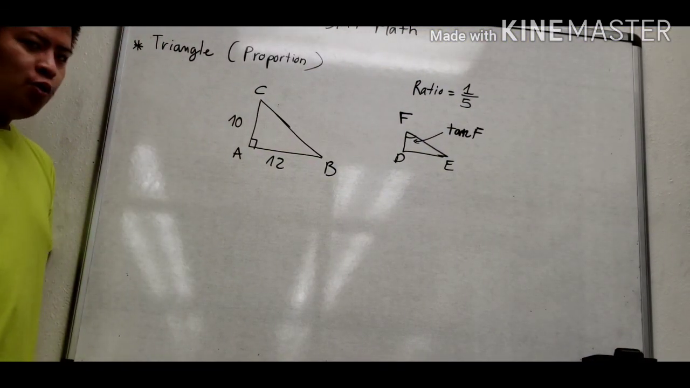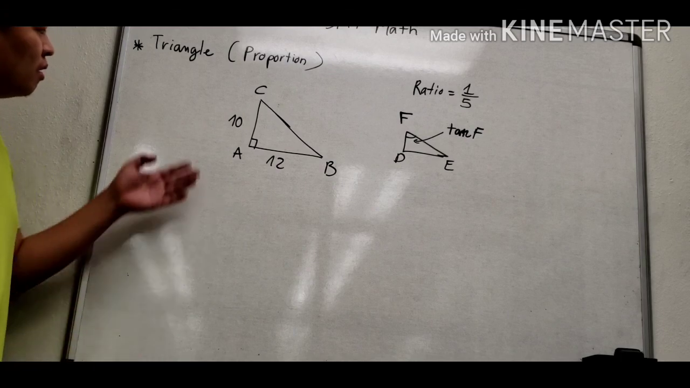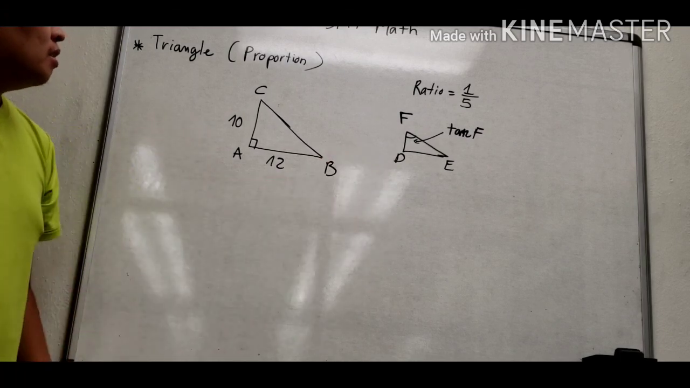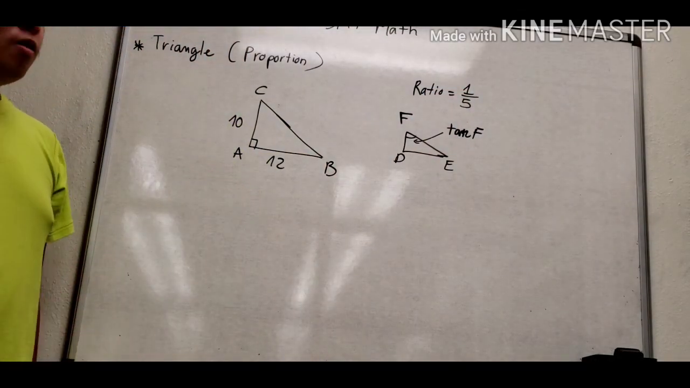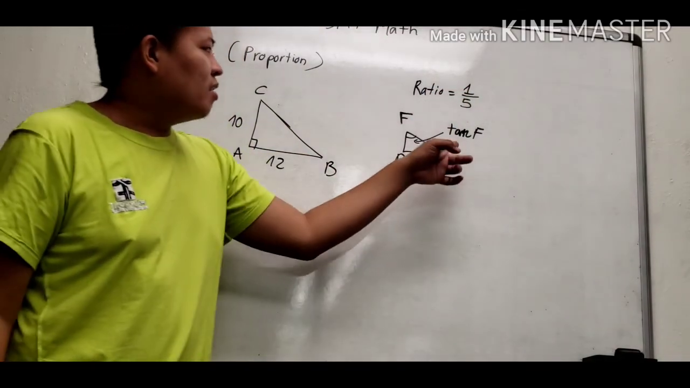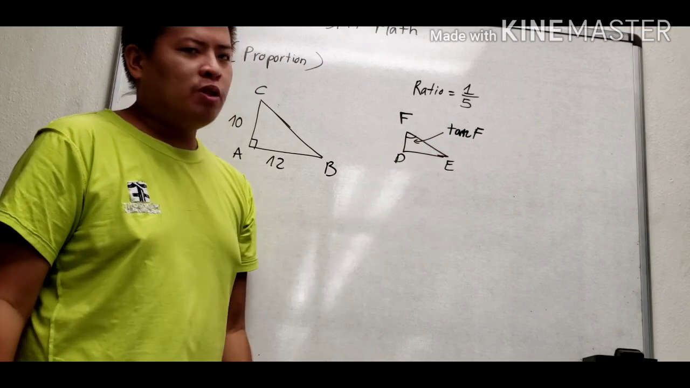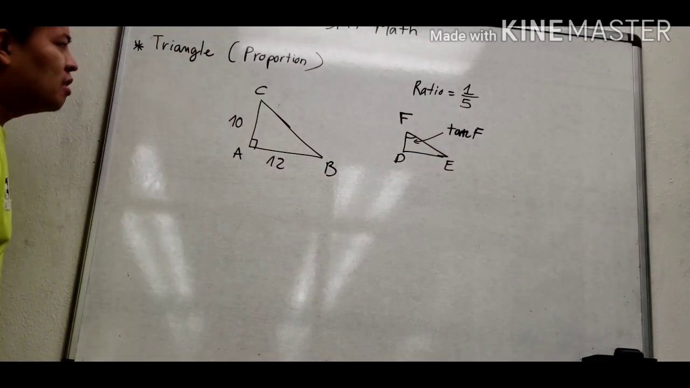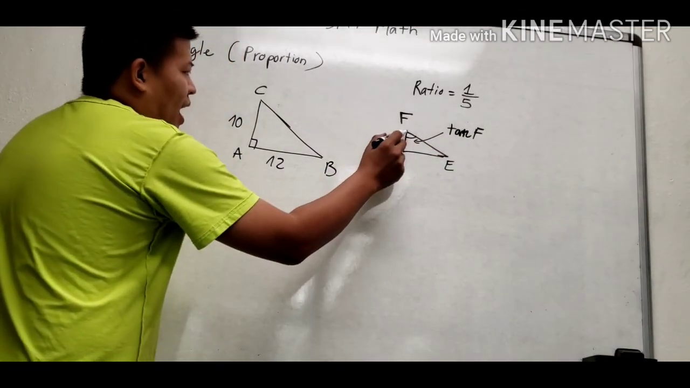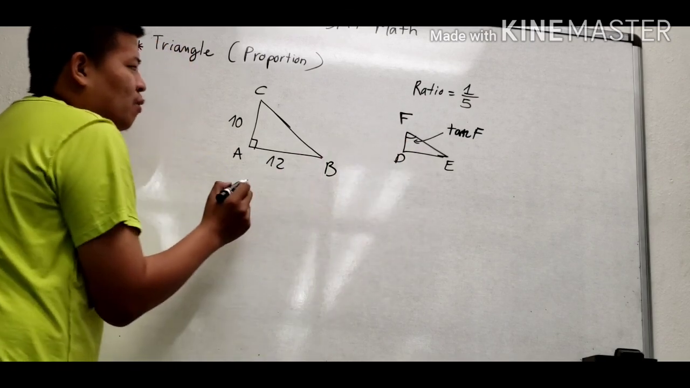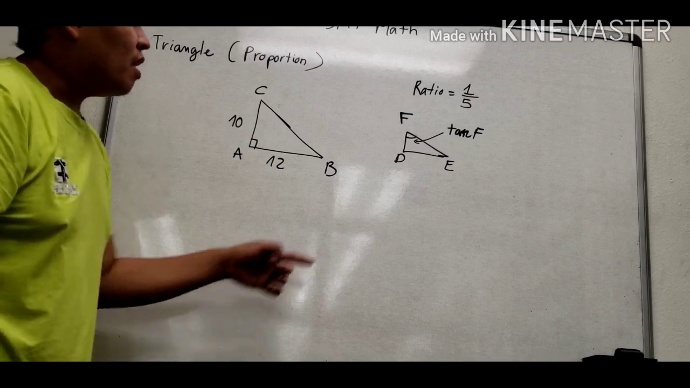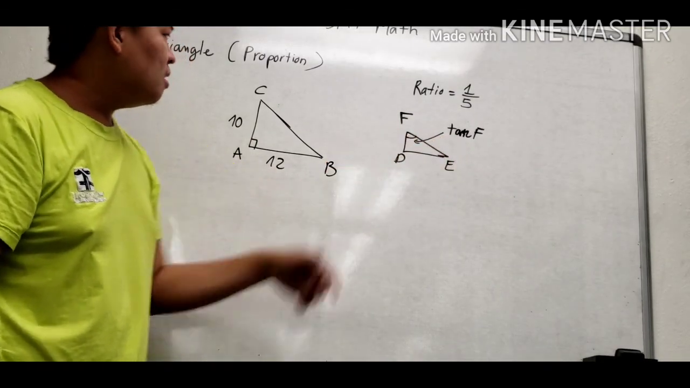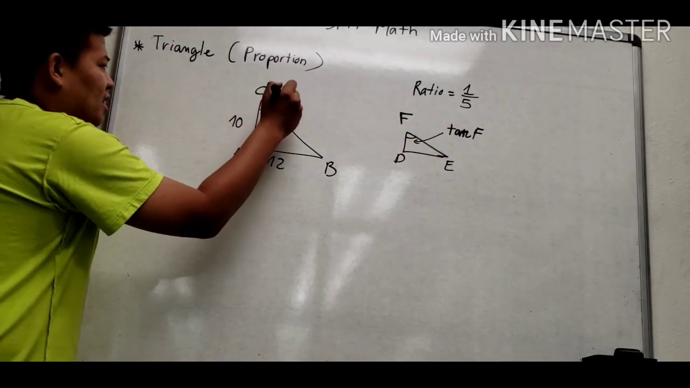So we have two triangles, the big one and the small one. The small one is about 1/5 of the big triangle. The question asks, find the tan F in the small triangle. You know that the angles F, E, and D will be the same as C, B, and A. This means that if you find the tan F here, it is similar to finding the tan C here too.